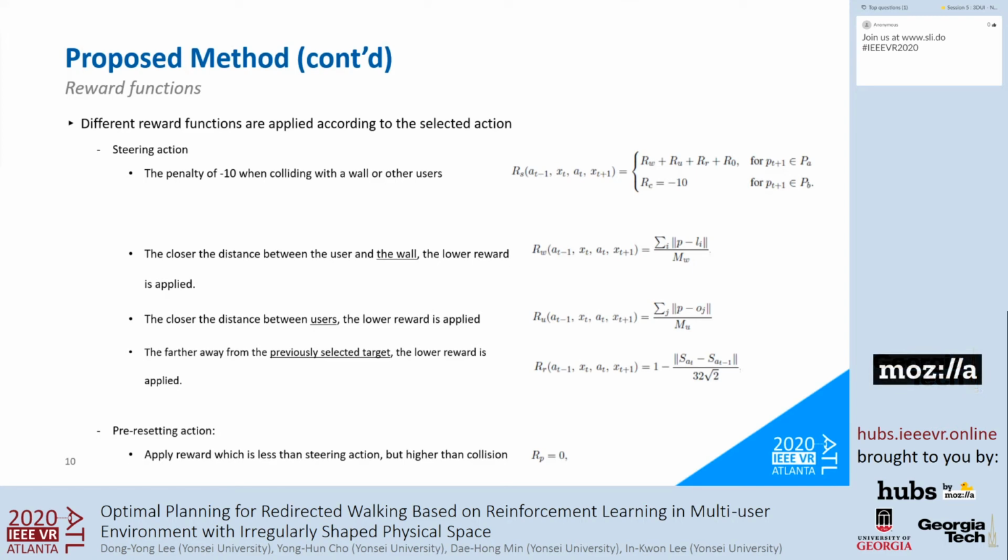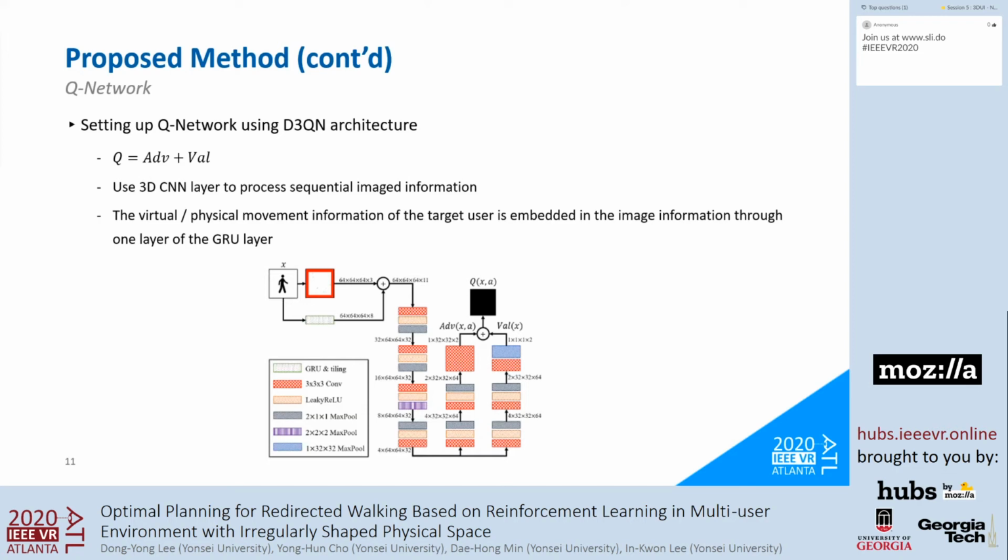The Q network of MS2T uses the D3QN architecture. This is the form of dividing the Q value into advantage and value, calculating each, and then adding them. We use 3D CNN layers to process sequential image information, and the virtual and physical movement information of the target user is embedded in the image information through one layer of the GRU layer.